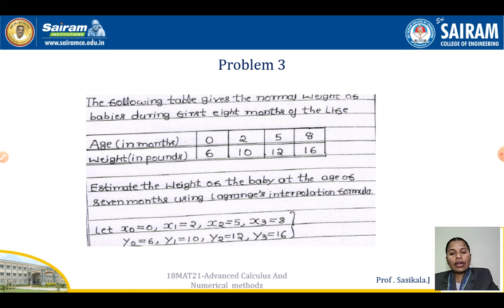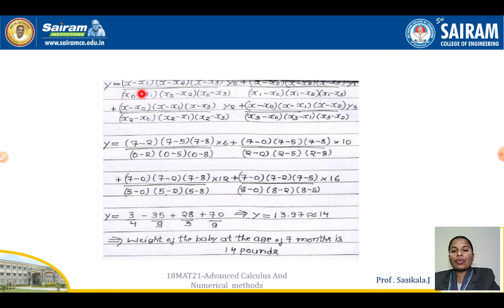When you are writing that formula, make sure the first one is your y0 term, and it is supposed to start with (x minus x1), (x minus x2), (x minus x3), and in the denominator all the terms are subtracted from x0: (x0 minus x1), (x0 minus x2), (x0 minus x3). The last term is supposed to end with (x minus x2), and all the denominator terms are subtracted from x3: (x3 minus x0), (x3 minus x1), (x3 minus x2). Then replace all the corresponding x and y values in the equation and simplify.